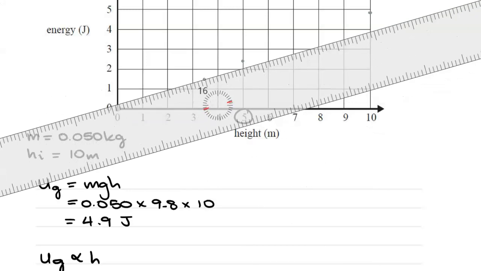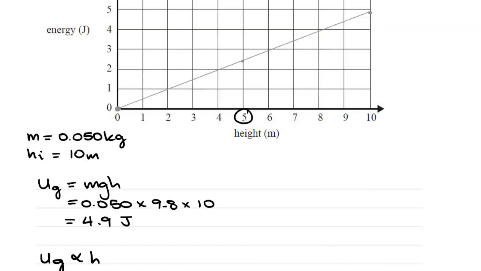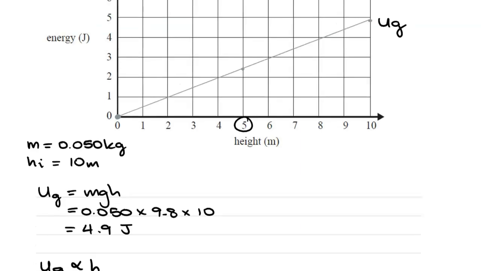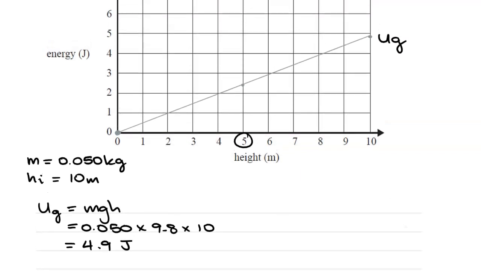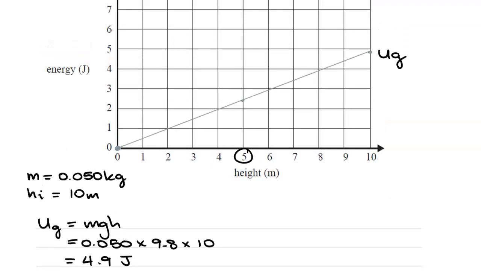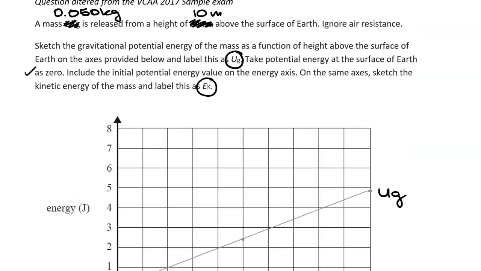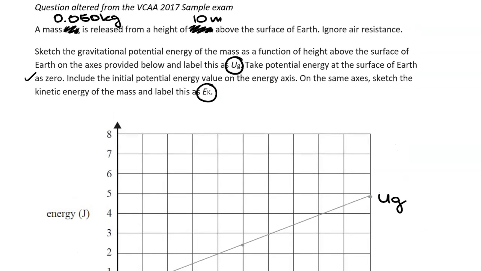So let's get our ruler. We need to label this, very important, U subscript G. So the potential energy is proportional to the height. With this example, when we're at the top here, we're told this object was released from a height.